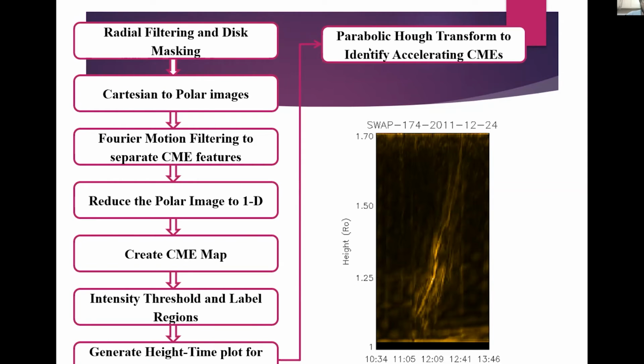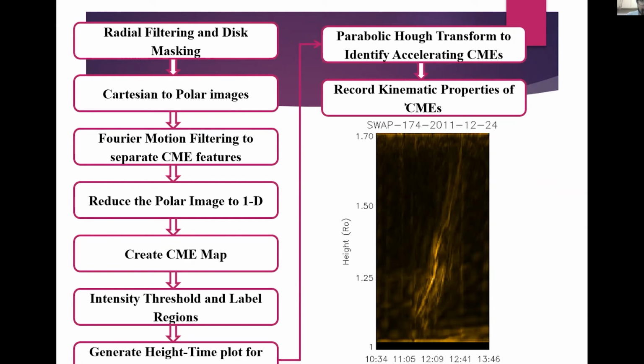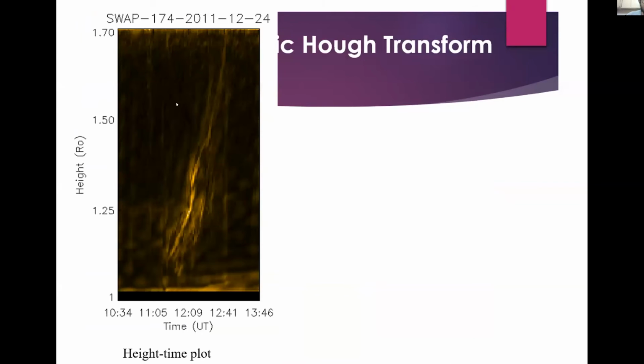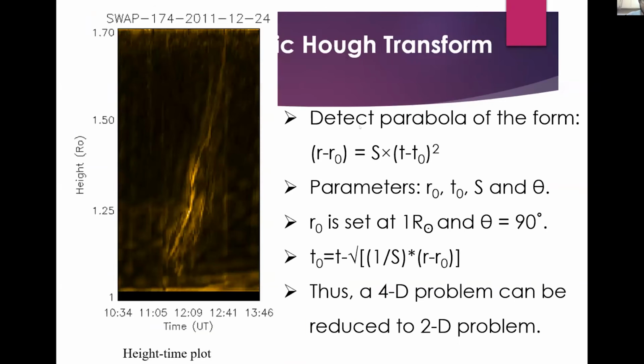So we try to extend the application of Hough transform, introducing a second order identification, which is parabolic in nature. And then later we recorded their kinematics and other properties. So how did this transform work? In this particular example, we try to identify a parabola of this form, where R is the height and T is in the horizontal direction.